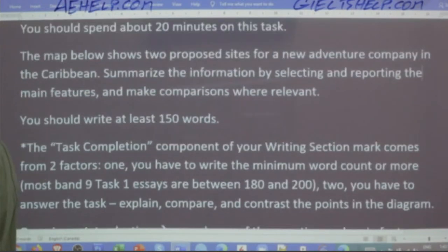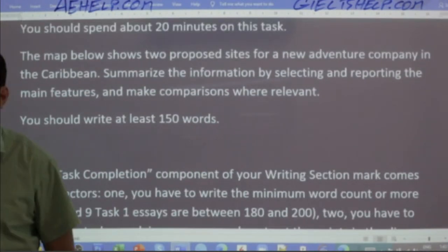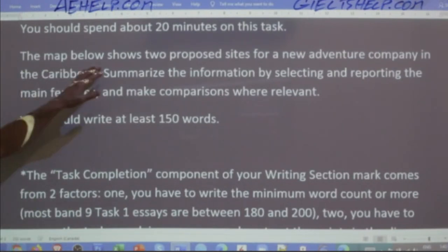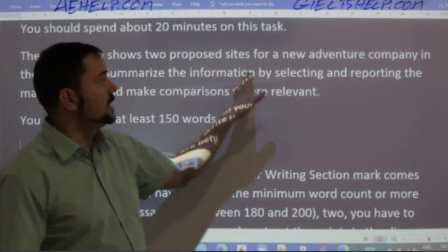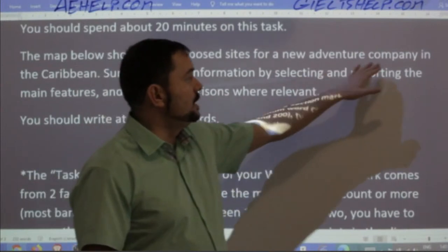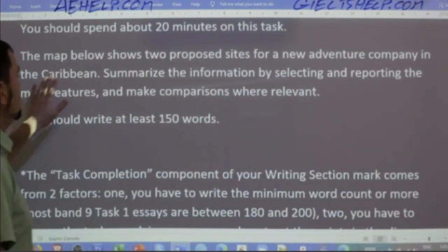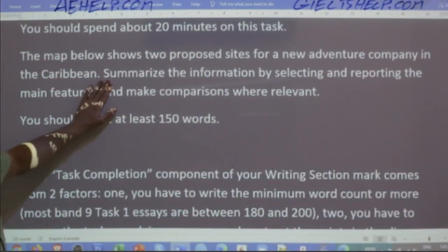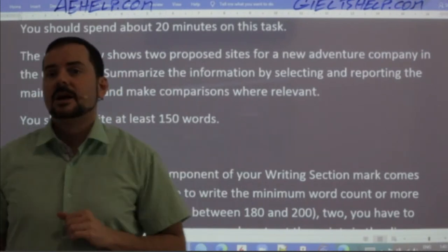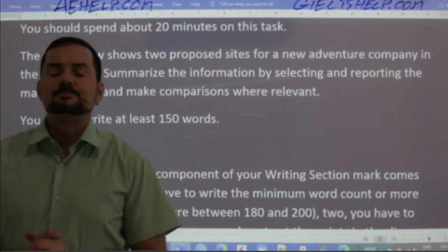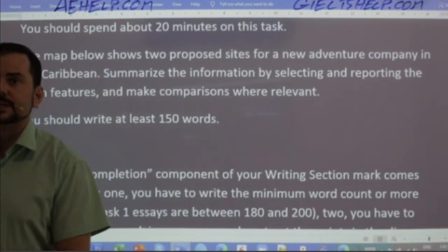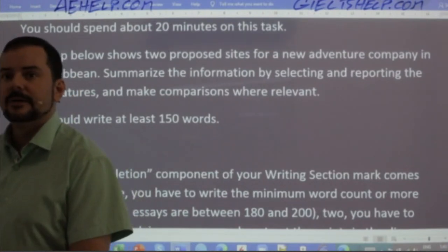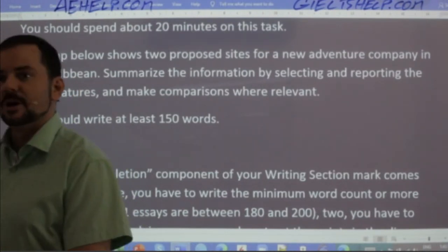Okay, so let's do this. I'm going to write it up here so we can see it a little bit clearer. The map below shows two proposed sites for a new adventure company in the Caribbean. Let's paraphrase that and give some more details.